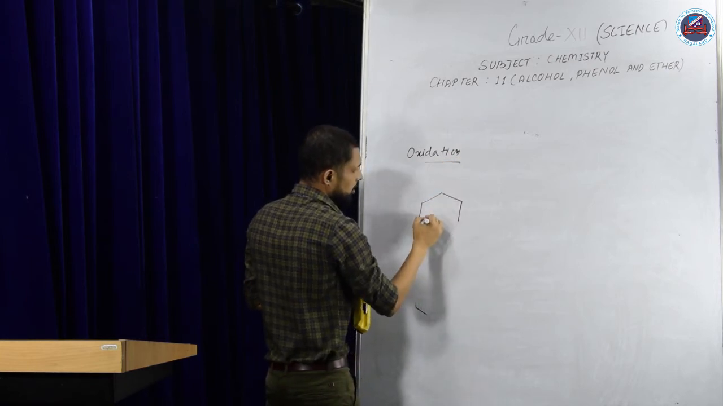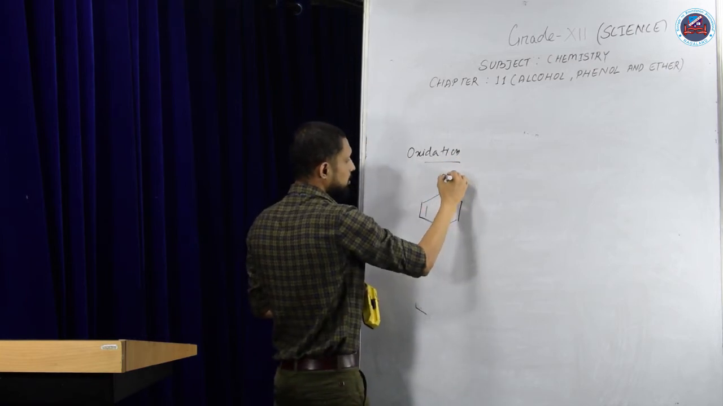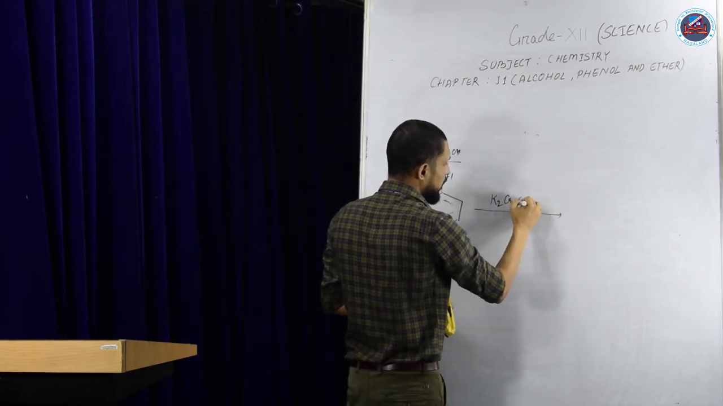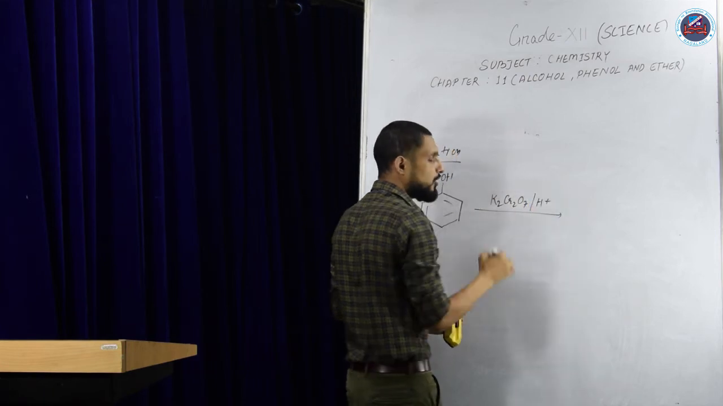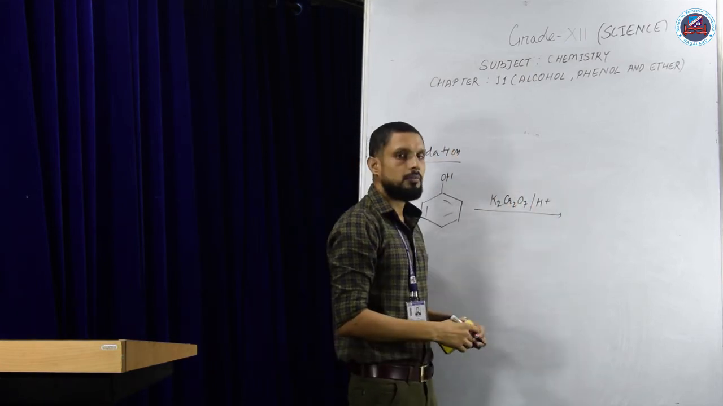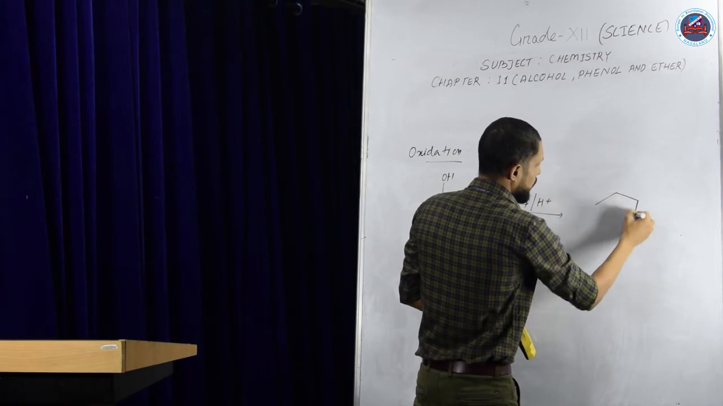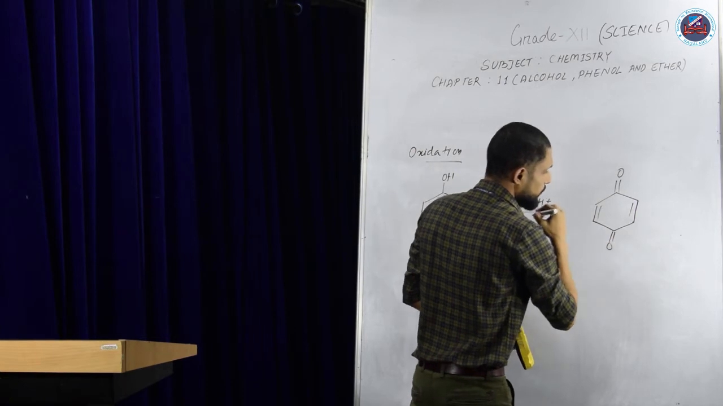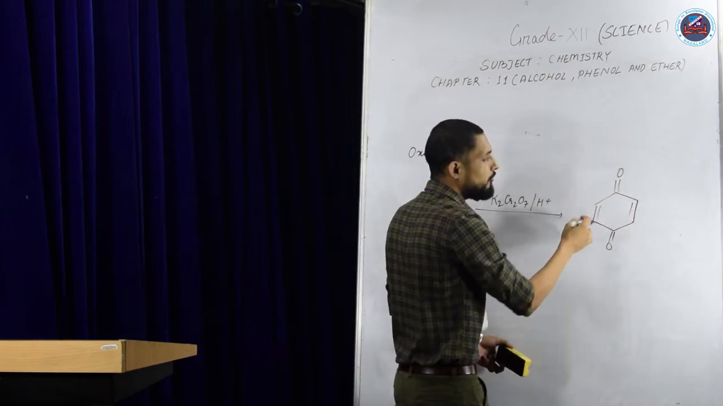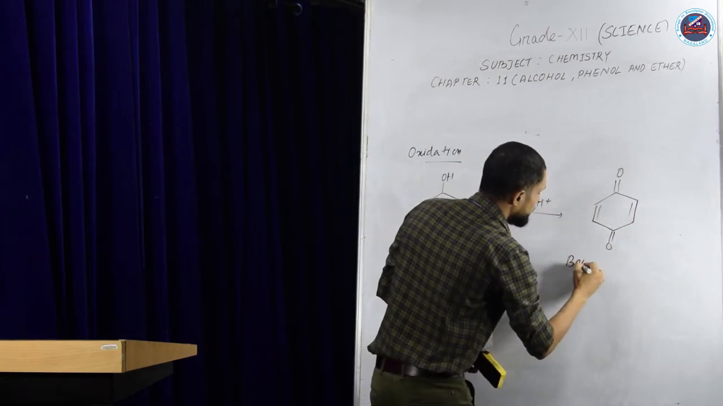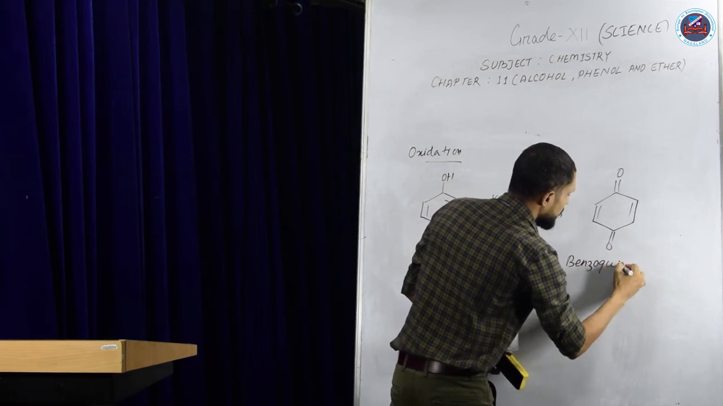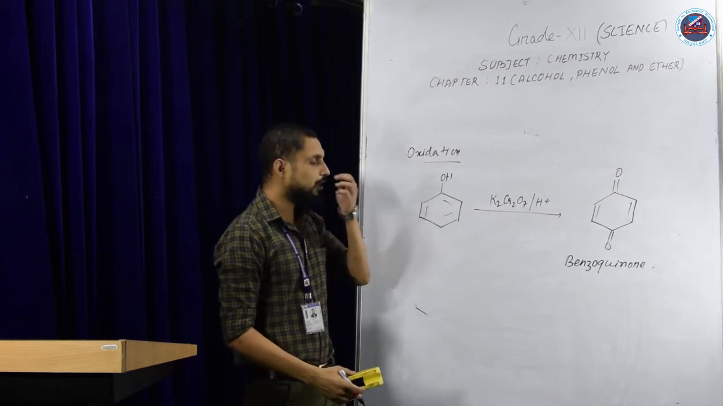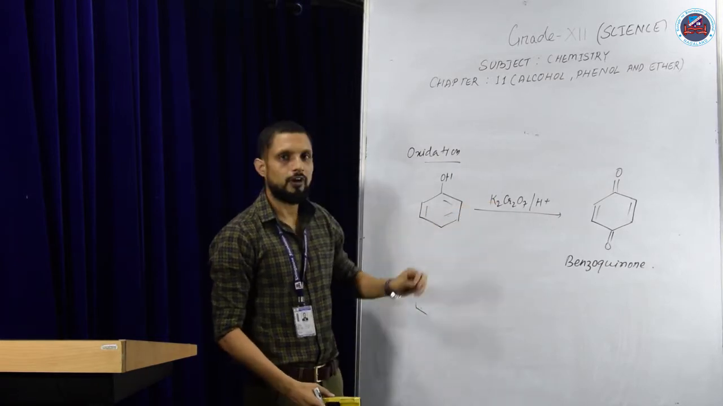Phenol, if it is oxidized using strong oxidizing agent, that is K2Cr2O7, potassium dichromate, in acidic medium, we get benzoquinone. This is the product formed, this is the structure of benzoquinone. So this is the oxidation reaction of phenol.